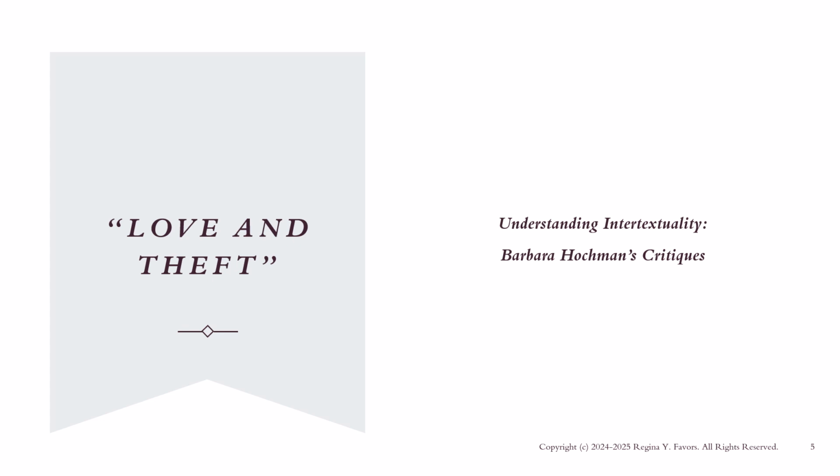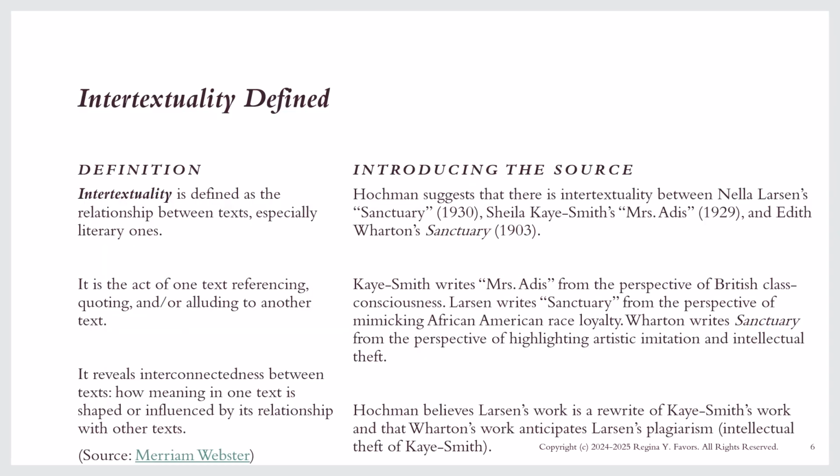All right, so let's look at Love and Theft first, understanding intertextuality, Barbara Hochman's critiques. So let's define intertextuality. It is defined as the relationship between texts, especially literary ones. It is the act of one text referencing, quoting, and or alluding to another text. It reveals interconnectedness between texts, how meaning in one text is shaped or influenced by its relationship with other texts.